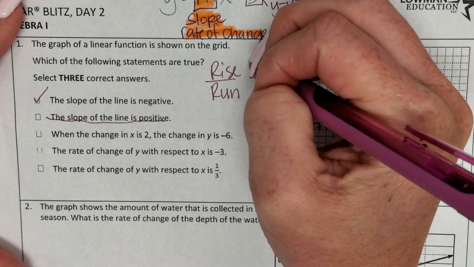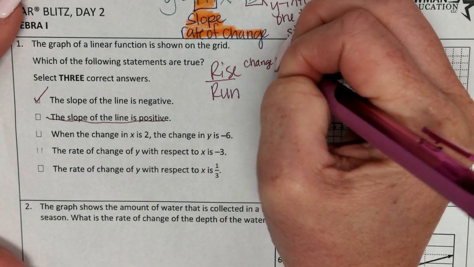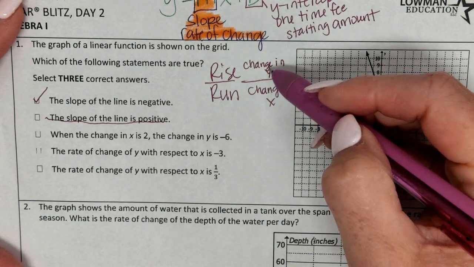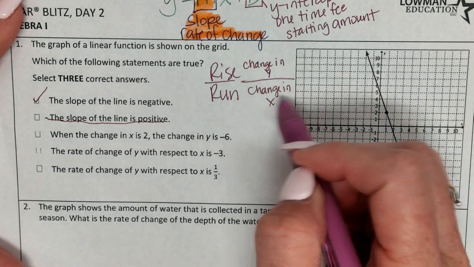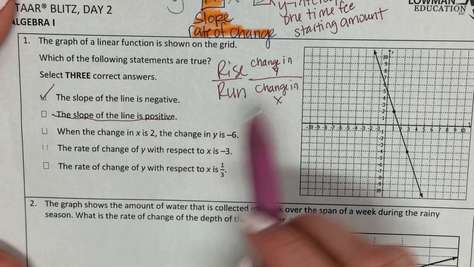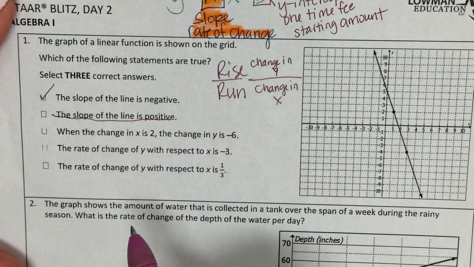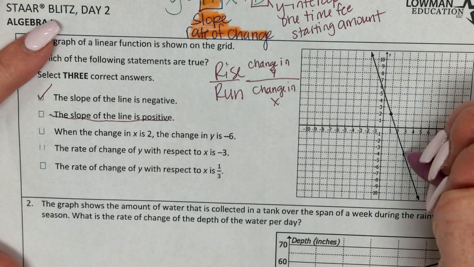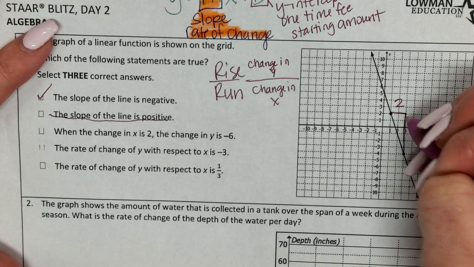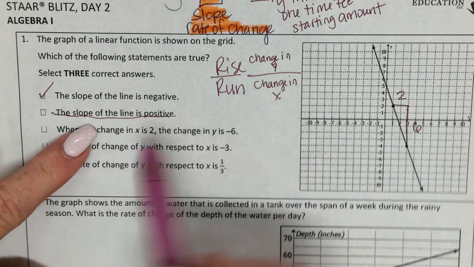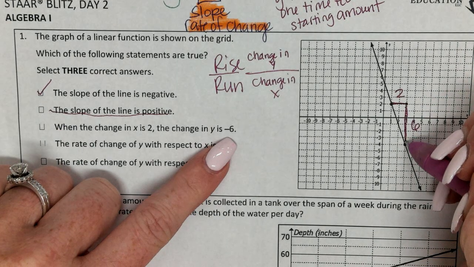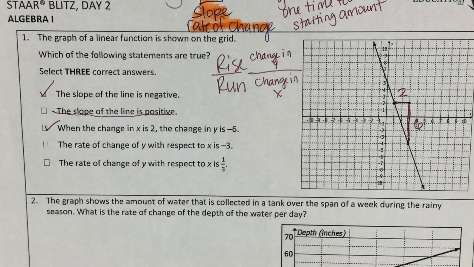Now remember the slope is the rise over the run. The rise is the change in y, because the y-axis moves up and down, that's your rise. The run is your x-axis, that's your left or right. So it says when the change in x is 2, so they're talking about the run, the change in y is -6. Well, let's go look. Here's my rise. Here's my run. My run is 2. My rise is 1, 2, 3, 4, 5, 6. So when the change in x is +2, so they went this way, was the change in y -6 going down? Yes, that is correct.